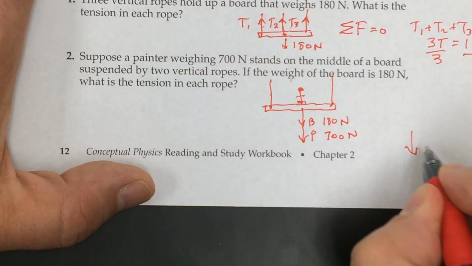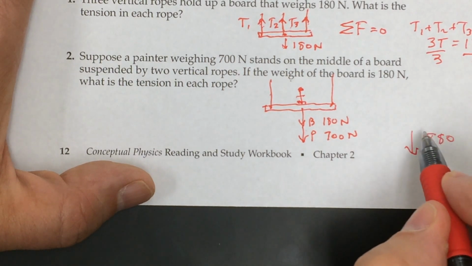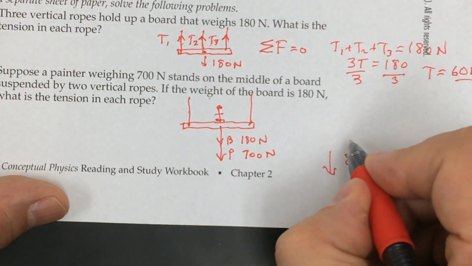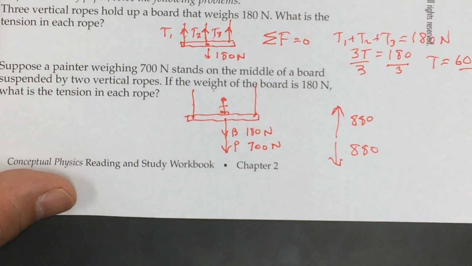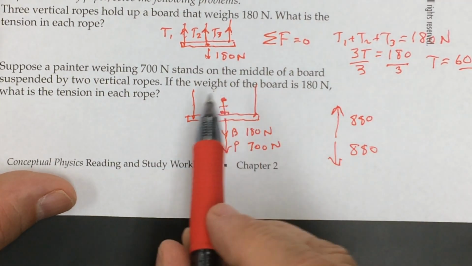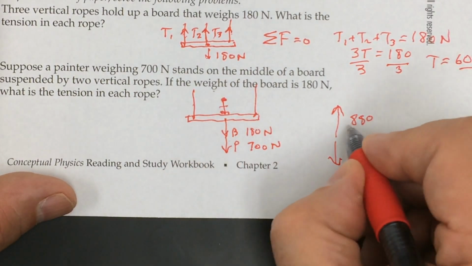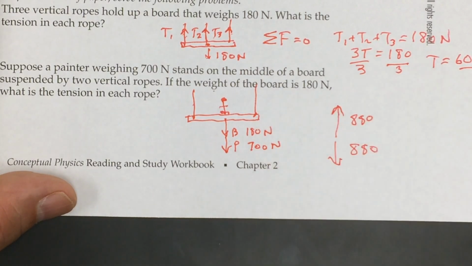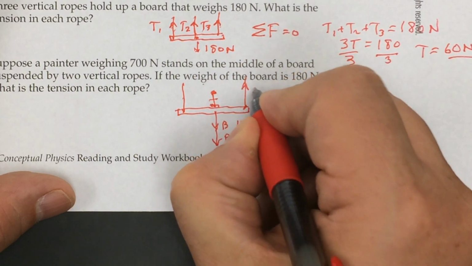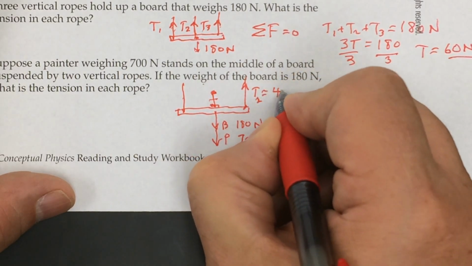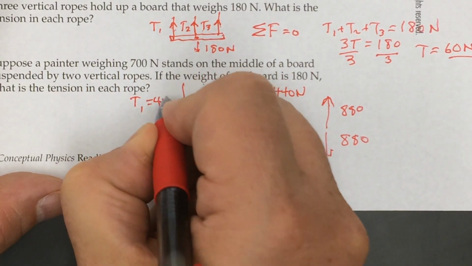So we have 880 going down. That means you have a total of 880 acting up. They're balanced. That's what force equals 0 means. But how many strands do you have? You have 2 suspending ropes. That means that the 880 is going to be divided equally among those 2 ropes. And so what is the tension in each rope? T2 is going to be equal to 440 newtons, and T1 is also equal to 440 newtons.